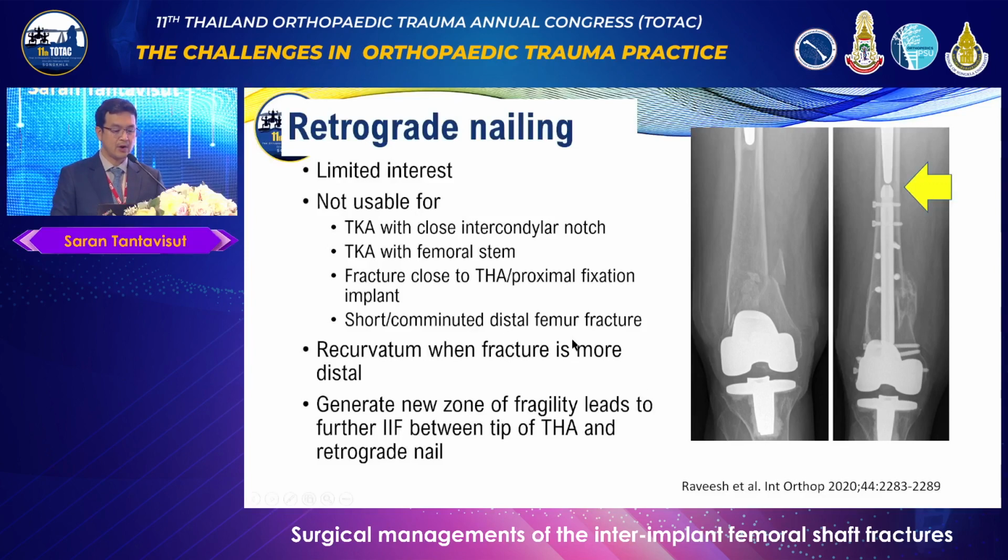If the fracture occurs very close to the upper implant, you cannot use this. If the fracture occurs very close to the lower implant or is very comminuted, you cannot use it either. So there are some limitations to using this. In addition, if the fracture occurs very low, there is an increased chance of recurvatum when the fracture is completely fixed.